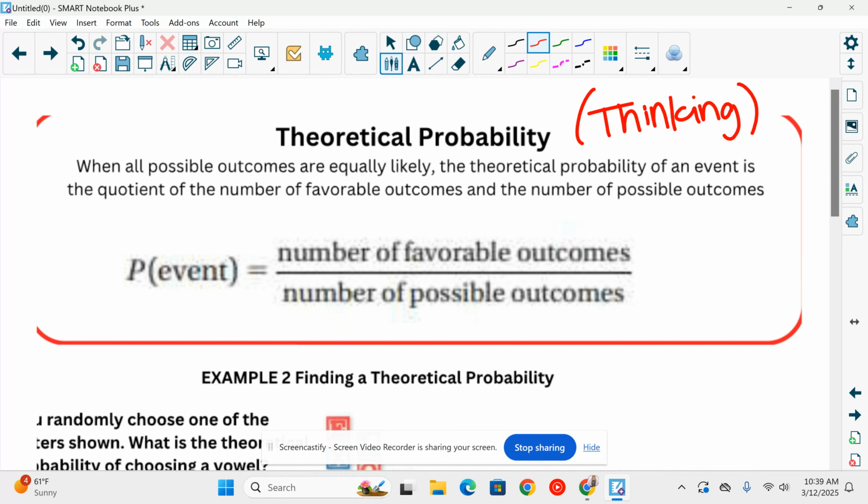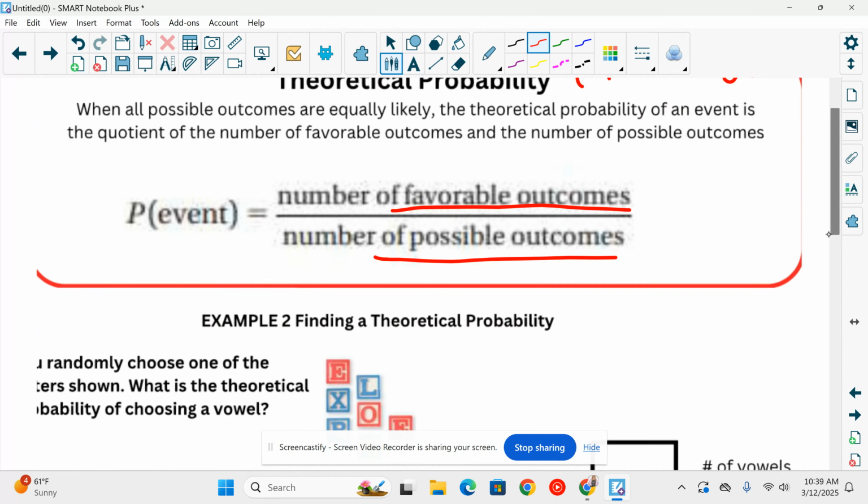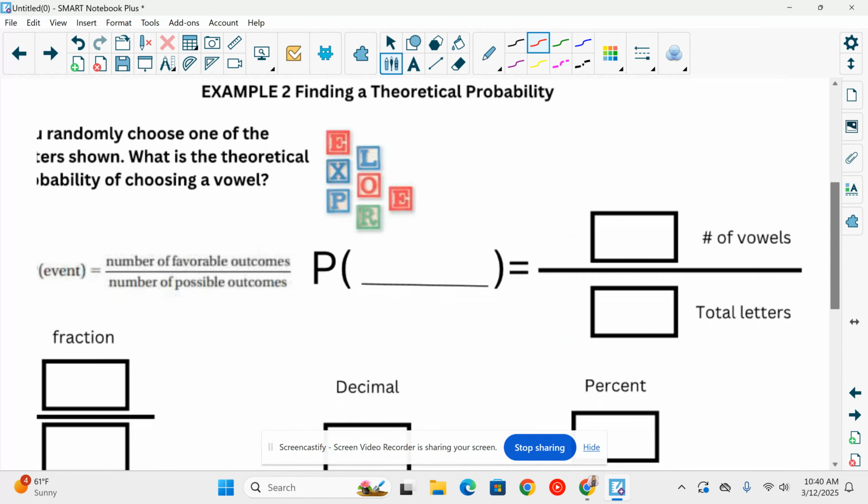Okay, this goes back to our scientific method. After you've done some research and put some thought into it, you hypothesize that this is going to happen. It's the same setup. The number of favorable outcomes that it could happen versus the number of possible total outcomes. We've still got a part to whole situation here.